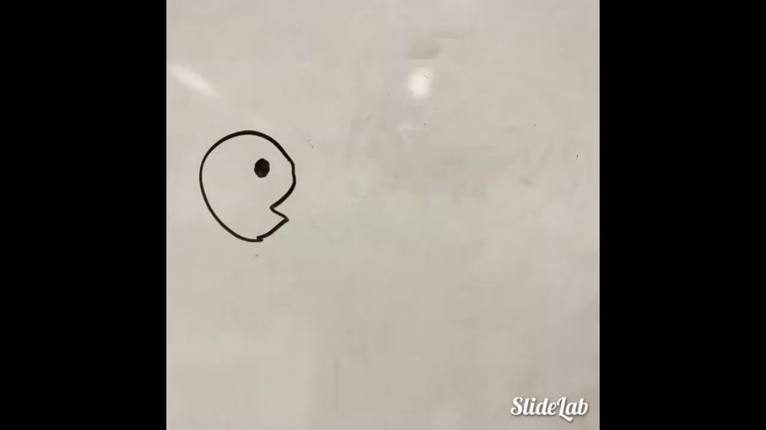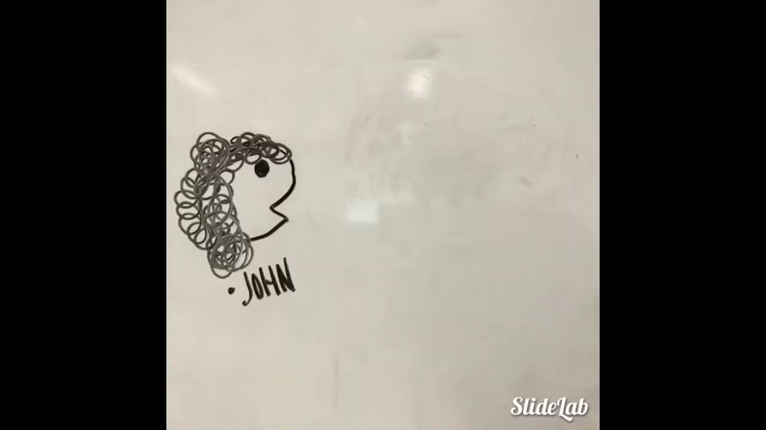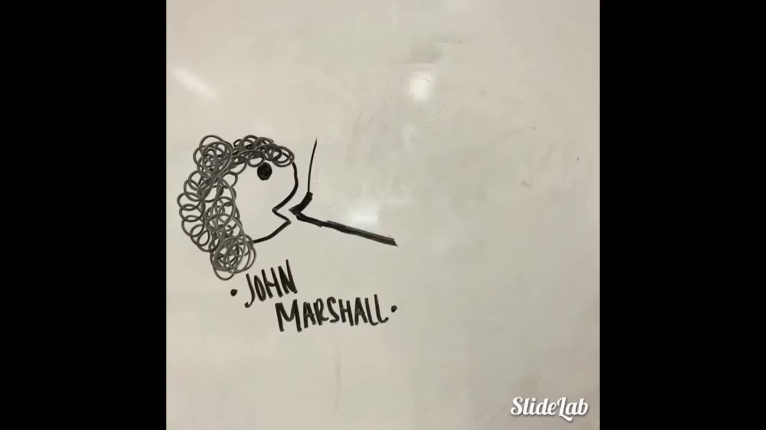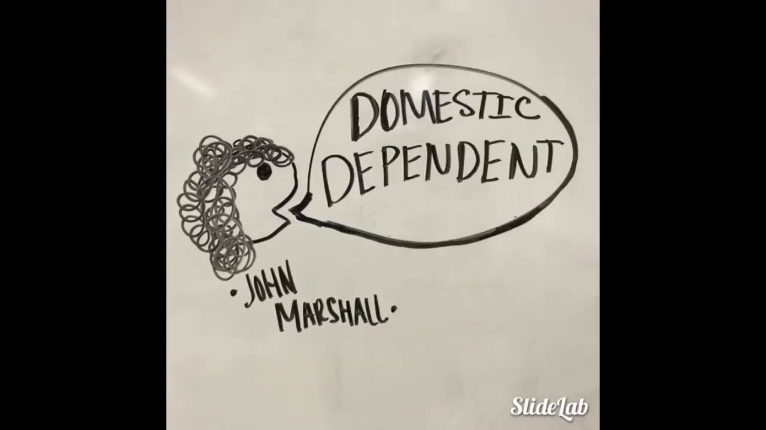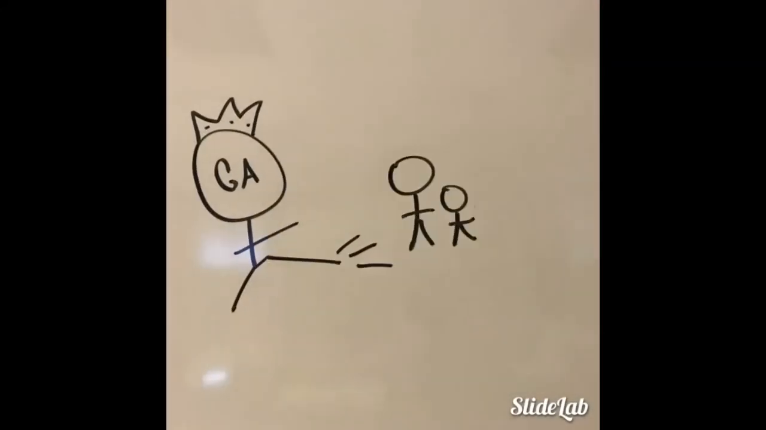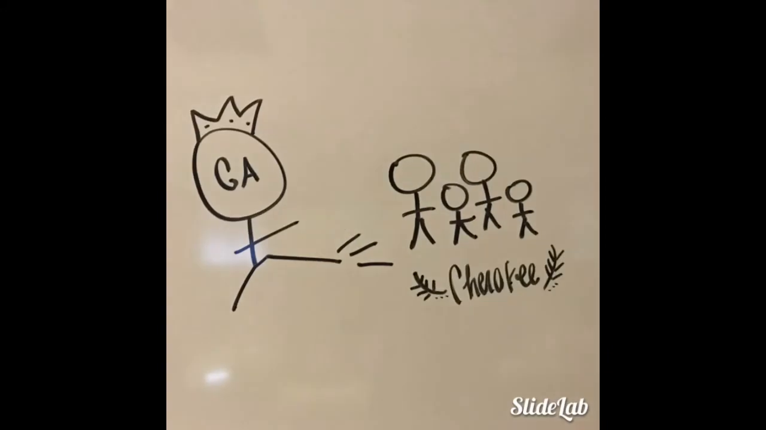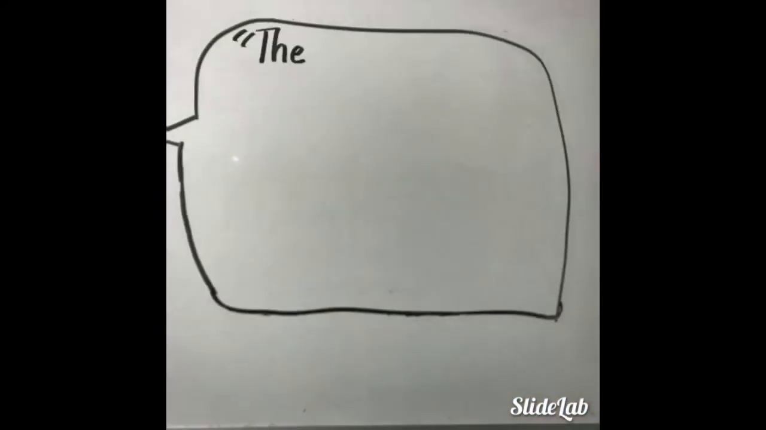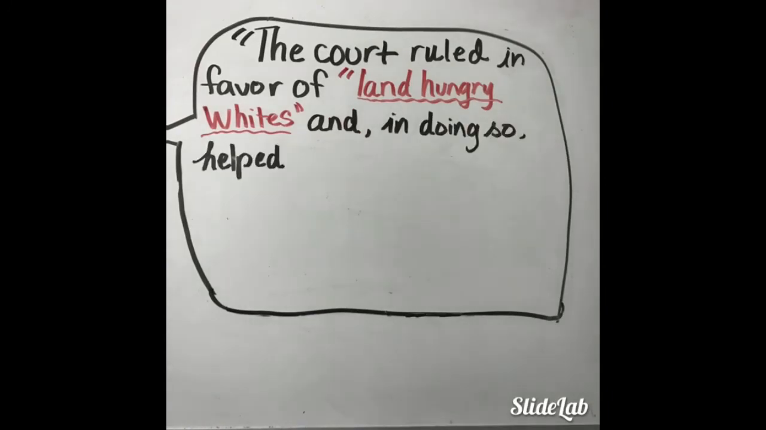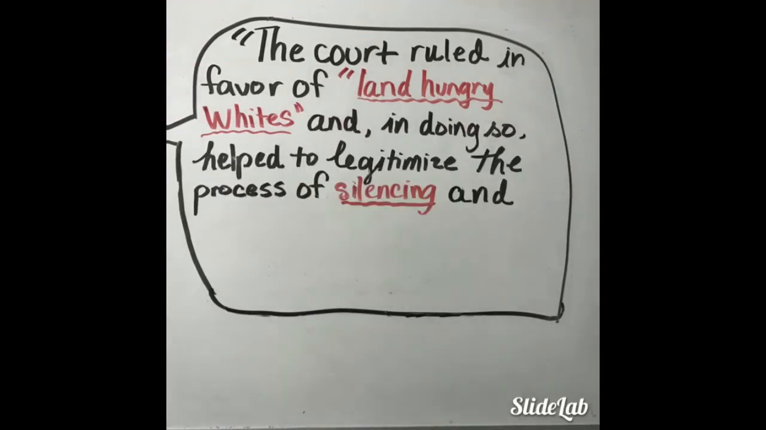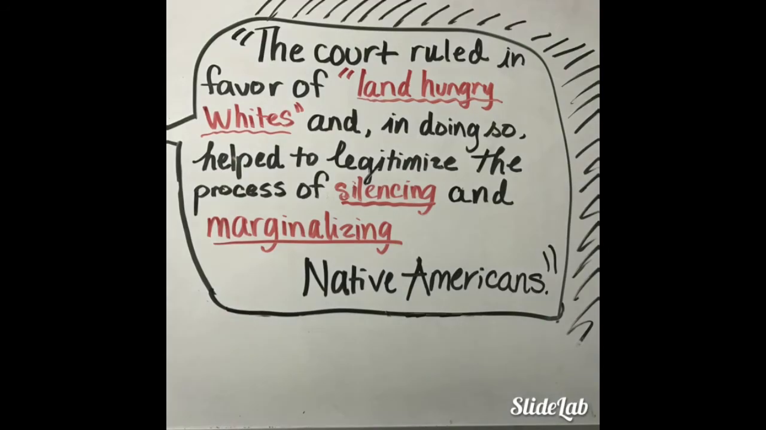The court did hear the case but declined to rule on the merits. The court determined that the framers of the Constitution did not really consider the Indian tribes as a foreign nation, but more as a domestic dependent nation. Georgia ends up disobeying the court's ruling and kicks the Native Americans out either way. The case shows how the court ruled in favor of land-hungry whites, and in doing so, helped to legitimize the process of silencing and marginalizing Native Americans.